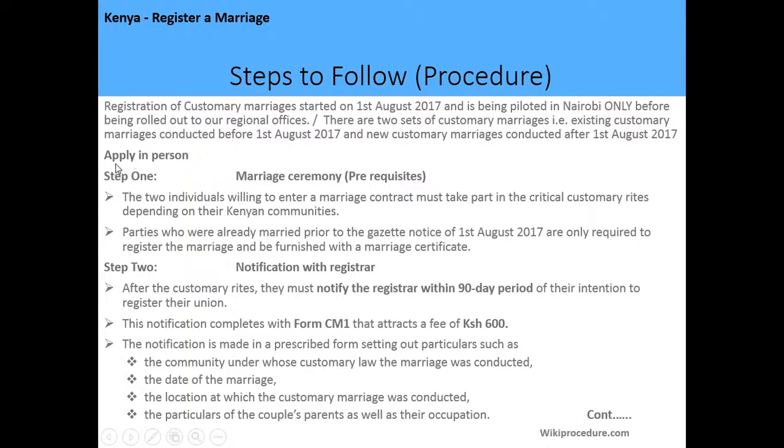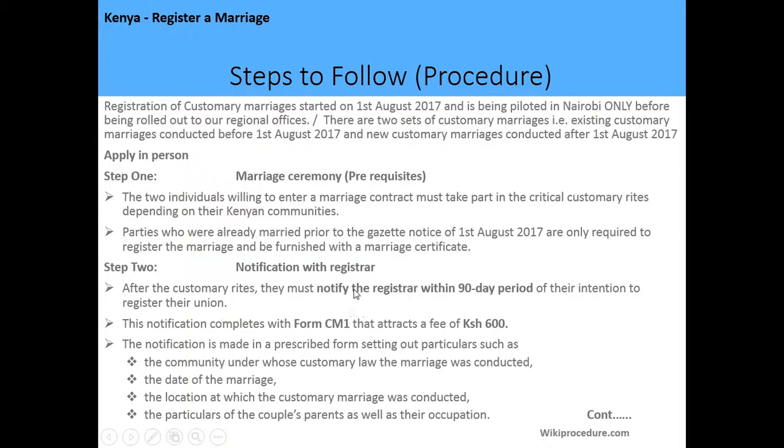The registration can only be done in person. The first step is to have the marriage ceremony, which is a prerequisite. The two individuals willing to enter the marriage contract must take part in the critical customary rites depending on their Kenyan community. Parties who are already married prior to the gazetted notice of 1st August 2017 are only required to register the marriage and be furnished with a marriage certificate. So the marriage ceremony is a prerequisite for those who have not undergone the customary marriage rites.